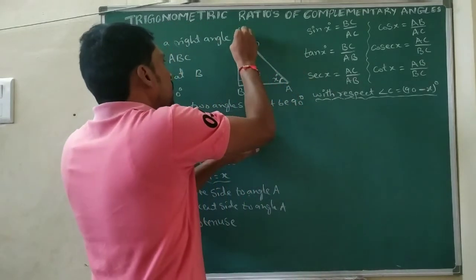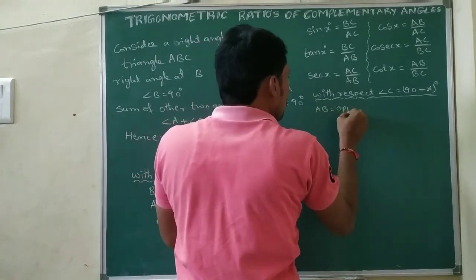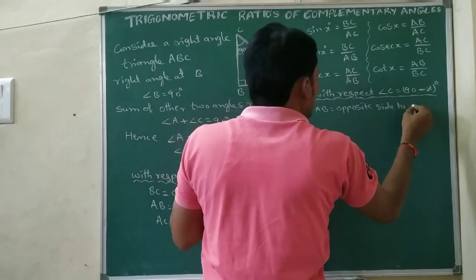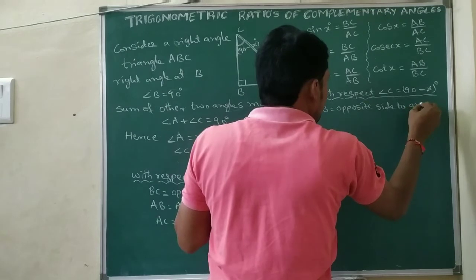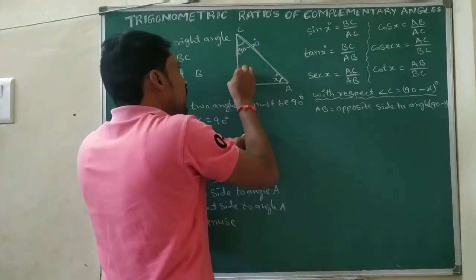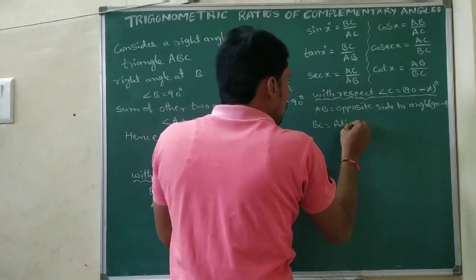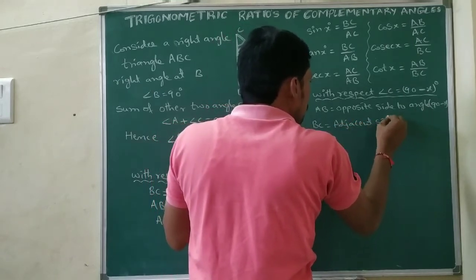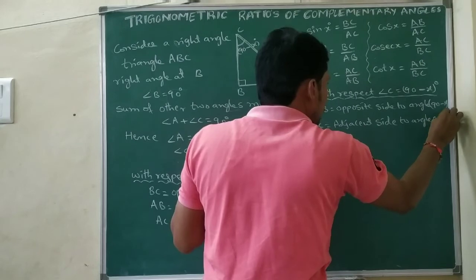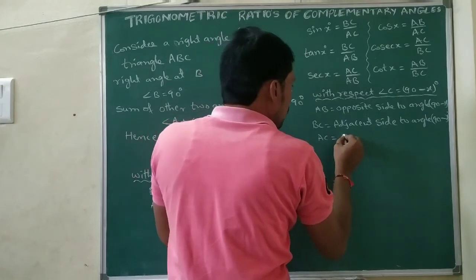So for this one, AB is the opposite side to angle 90 minus x. BC is the adjacent side to angle 90 minus x. Next, AC is hypotenuse as it is. AC equals hypotenuse.